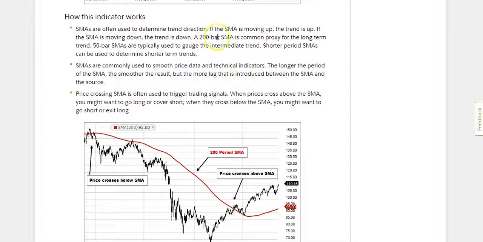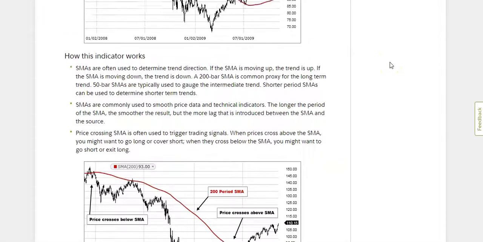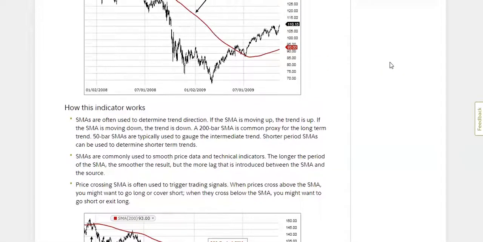SMAs are often used to determine a trend direction. If the SMA is moving up, the trend is up. If the SMA is moving down, the trend is down. A 200-bar SMA is a common proxy for the long-term trend. 50-bar SMAs are typically used to gauge the intermediate trend. Shorter period SMAs can be used to determine short-term trends.